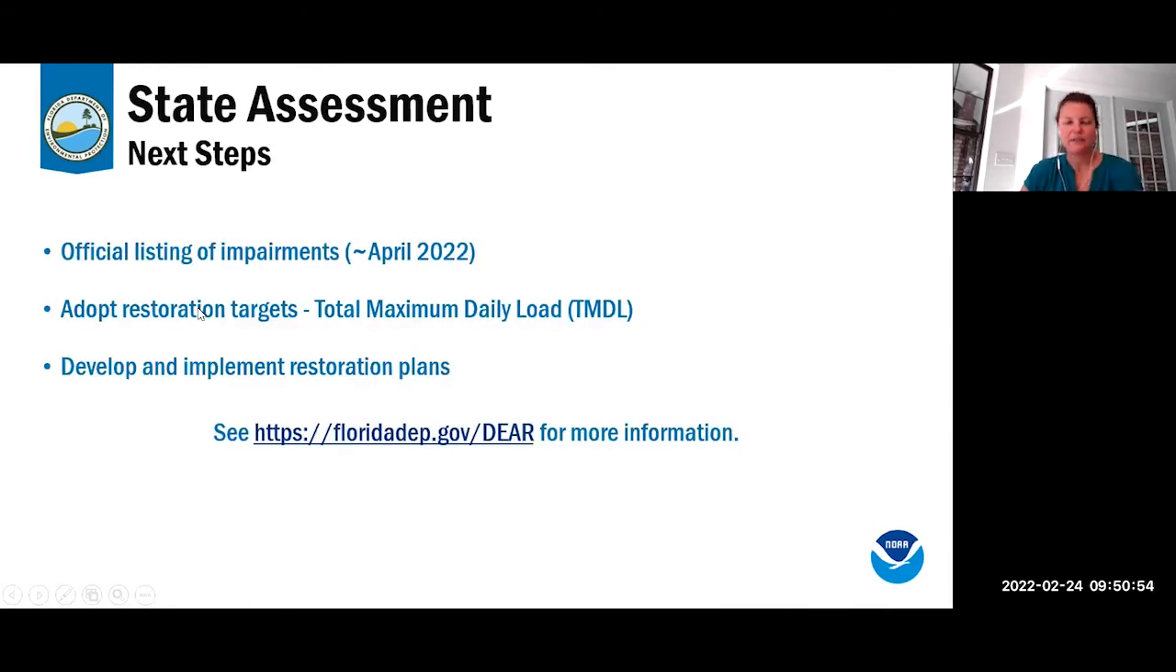And so next steps for all of this is an official listing of the impairments in April. And then for those water bodies that were determined to be impaired, there will be some TMDLs developed and restoration plans will start being developed. It's a pretty long process. It'll take multiple years. But the fact that these water bodies are designated as impaired starts the process. So that's a good thing.